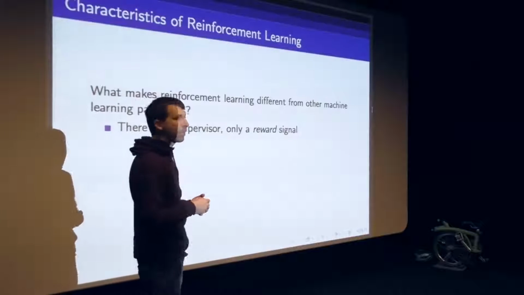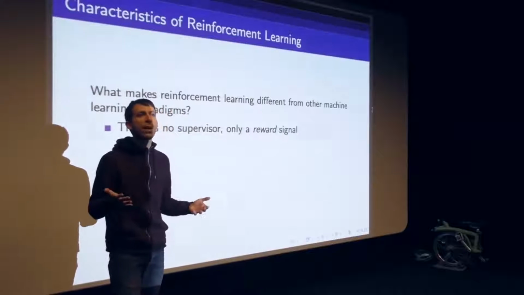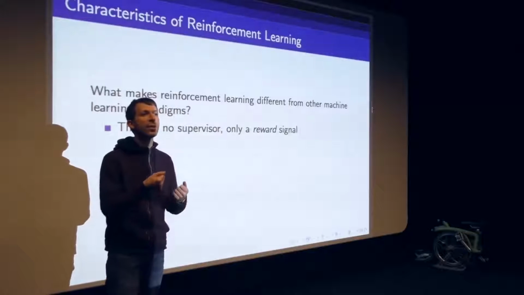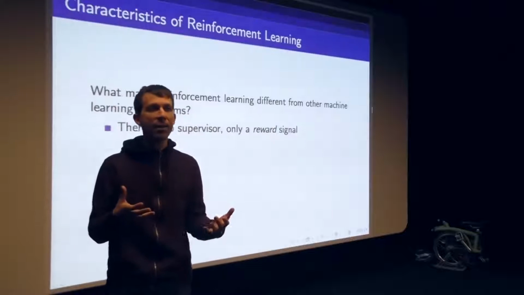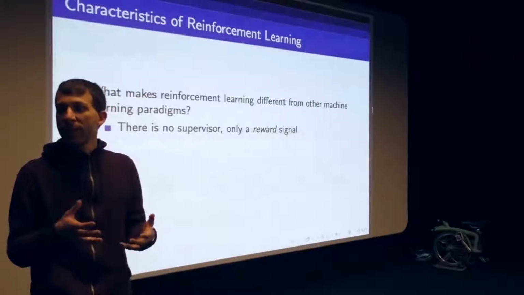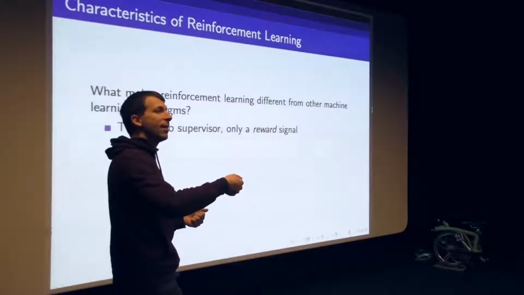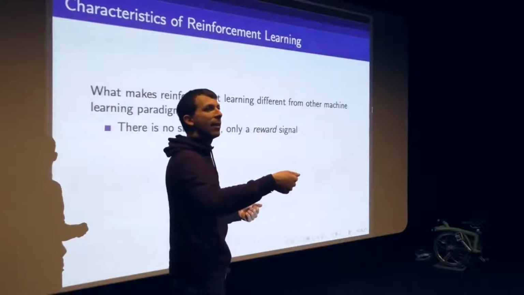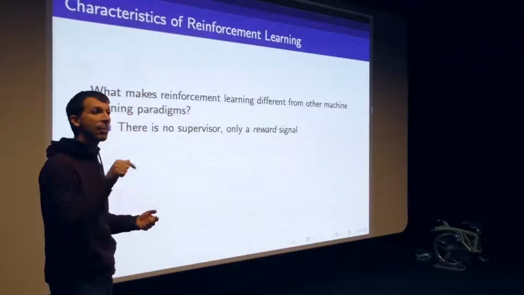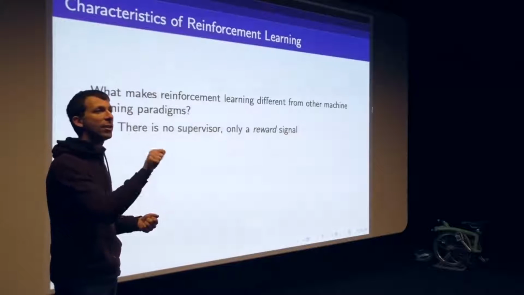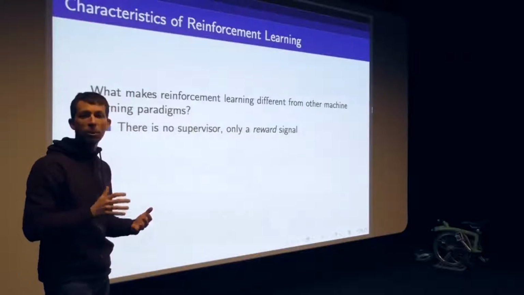The first one is maybe the most obvious, that there's no supervisor. When we do reinforcement learning, no one tells us the right action to take. Instead, it's a trial and error paradigm. There's just this reward signal saying, that was good, or that was bad, or that was worth 3 points, or that was worth minus 10 points. No one actually says that was the best action to do in this situation. So there's no supervisor.